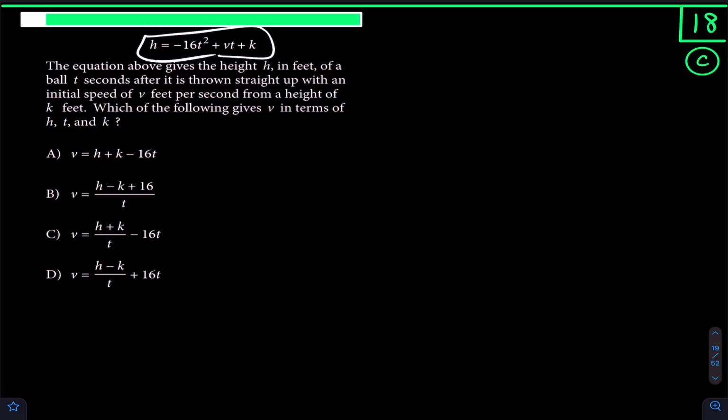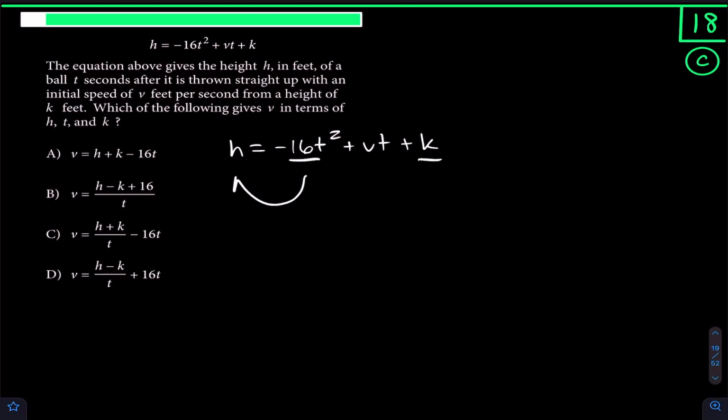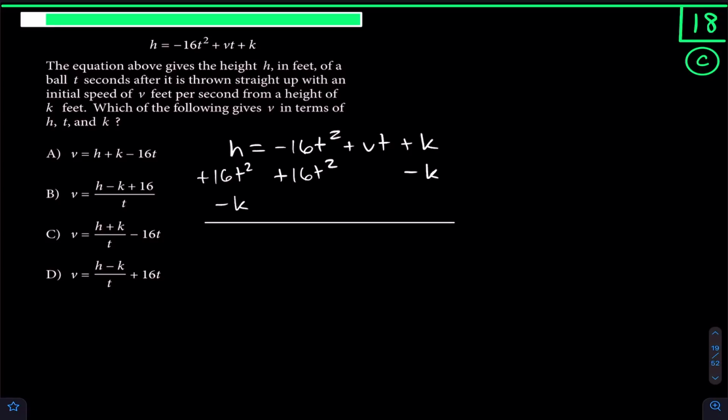And so to start solving for v with this equation, I'll write it out below here. h equals negative 16t squared plus vt plus k. If we want to start solving for v, we need to get all these terms that do not have v over on the other side. So I'll start by adding 16t squared on both sides. That'll get that guy over to the left-hand side. And then I'll subtract k on both sides. So now I'm going to end up getting that h plus 16t squared minus k is equal to, the only thing left on the right-hand side is the vt.